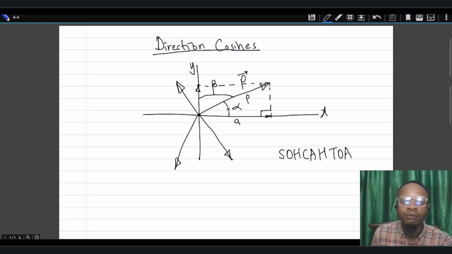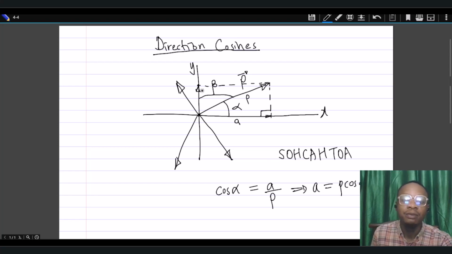So this is angle alpha. This is the side of the triangle that is not connected to alpha. So this is opposite to angle alpha. This is adjacent to angle alpha. So if we took cos alpha, cos alpha will be adjacent, which is a, over hypotenuse, which is p. So don't forget, a is the x component of the vector, and p is the magnitude of the vector. So from here we see that a, the x component of the vector, is given by p cos alpha. So that is that about that.